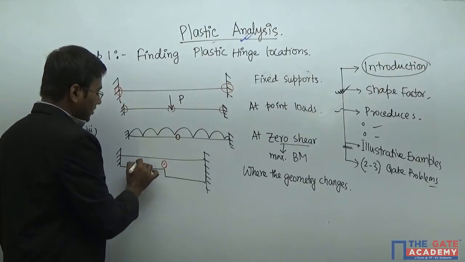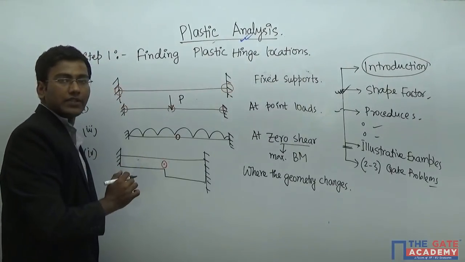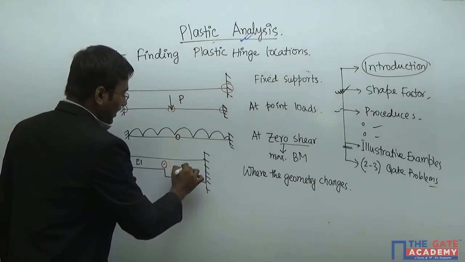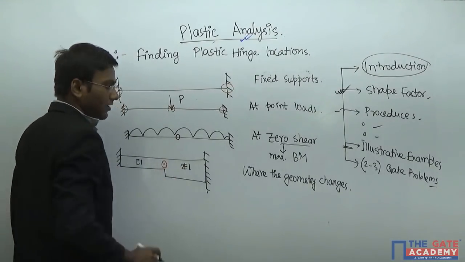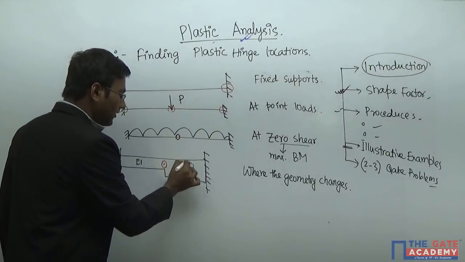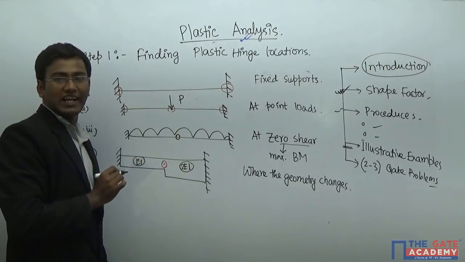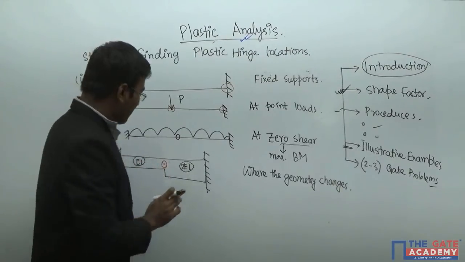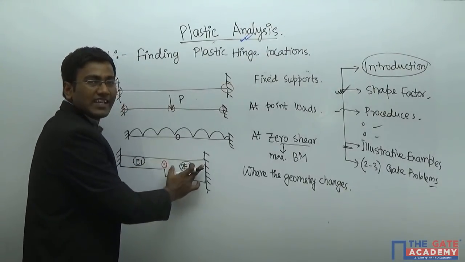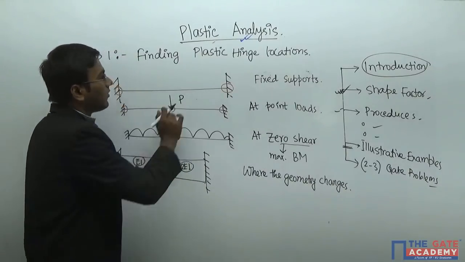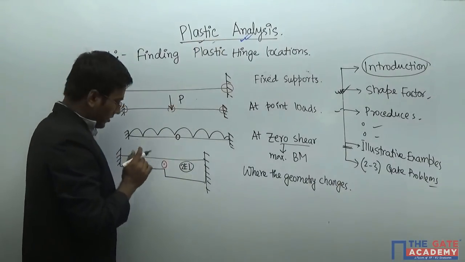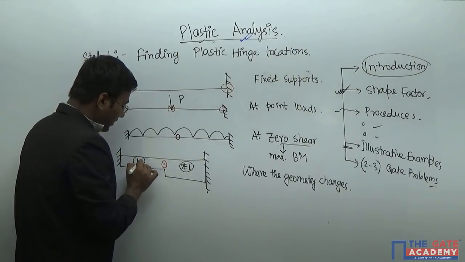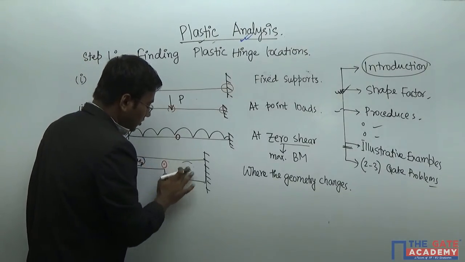Suppose this portion has moment carrying capacity, or this portion has flexural rigidity EI and this portion has 2 EI. Now this is for elastic analysis, right? This is for EI, 2 EI, we have seen this, but these things are for elastic analysis, right? Here we're considering plastic analysis. So just imagine this is small mp and this is 2 mp.